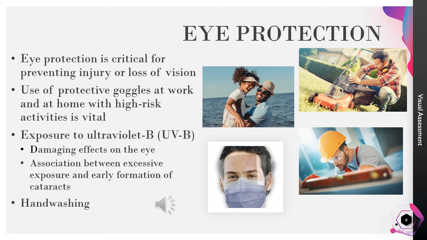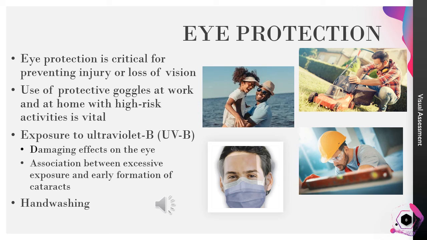Using eye protection is important to prevent injury to the eye and vision loss. People are often not aware of injuries that can be sustained with everyday activities such as mowing the lawn, playing sports, or unintended exposure to certain substances and other everyday activities. The use of goggles when working at home or when doing high-risk activities is important to protect the eyes. Sunglasses are another important piece of equipment that are often overlooked. Exposure to the UVB wavelength of light has damaging effects on the eye, and there's also an association between excessive exposure and early formation of cataracts.